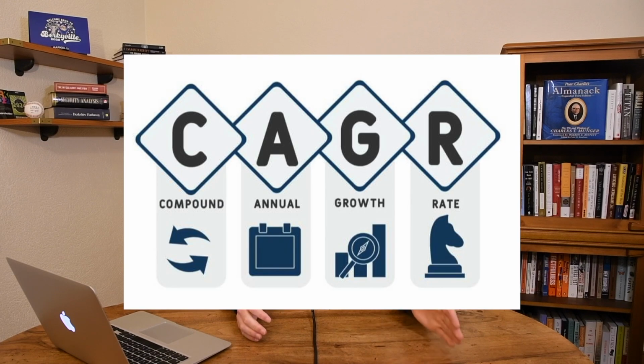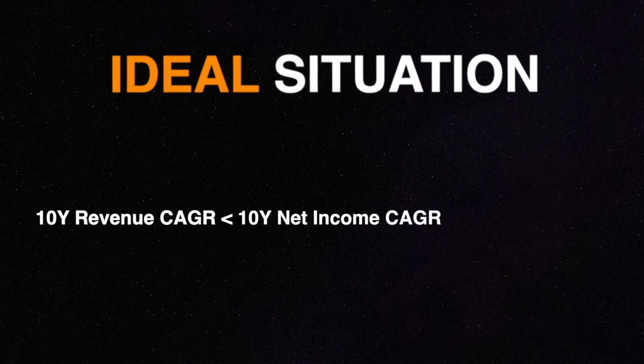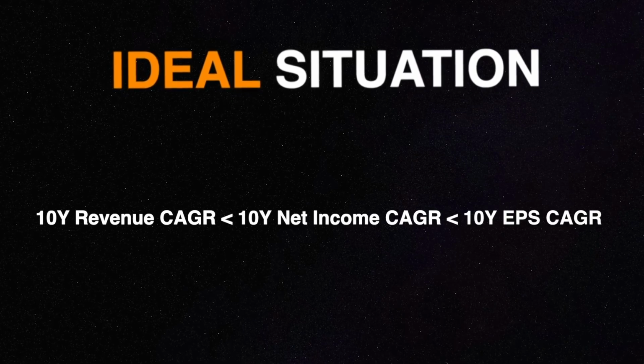There are some tools to analyze these numbers. For example, you can think in terms of CAGR, compounded annual growth rate. And I want to analyze the compounded annual growth rate for 10 years. My ideal situation is when the 10-year revenue CAGR is inferior to the 10-year net income CAGR, which is inferior to the 10-year EPS CAGR. That means the business is getting more efficient, is doing some buybacks, repurchasing shares.